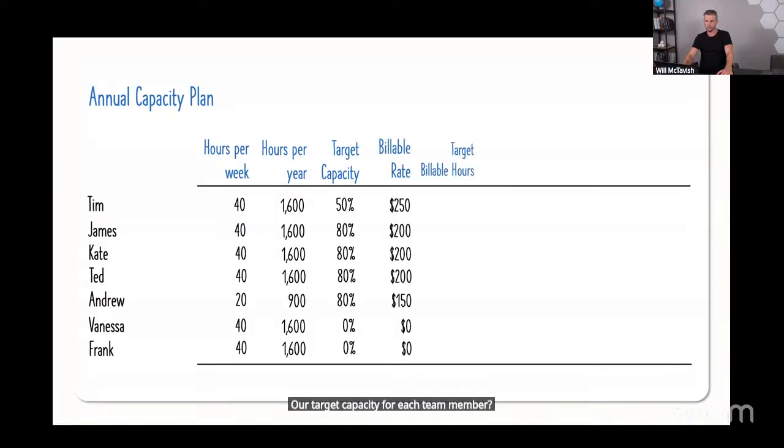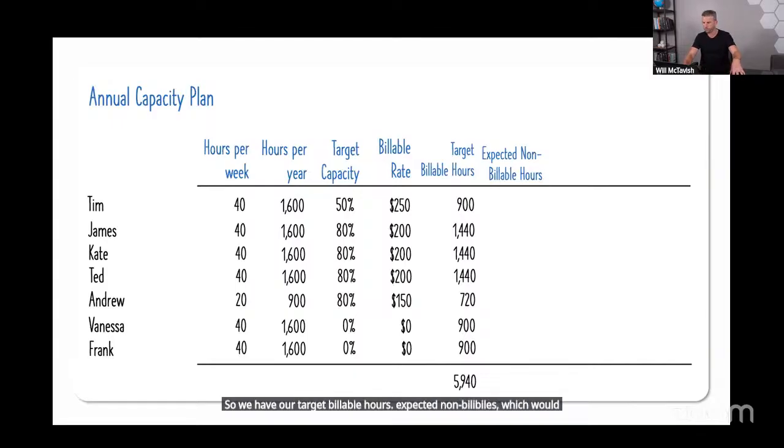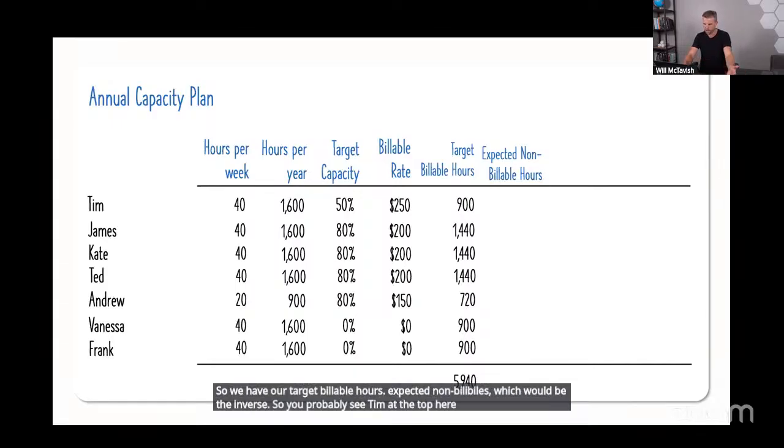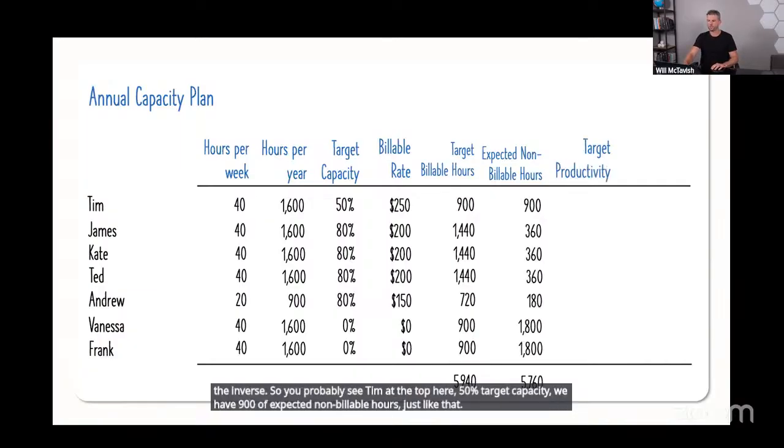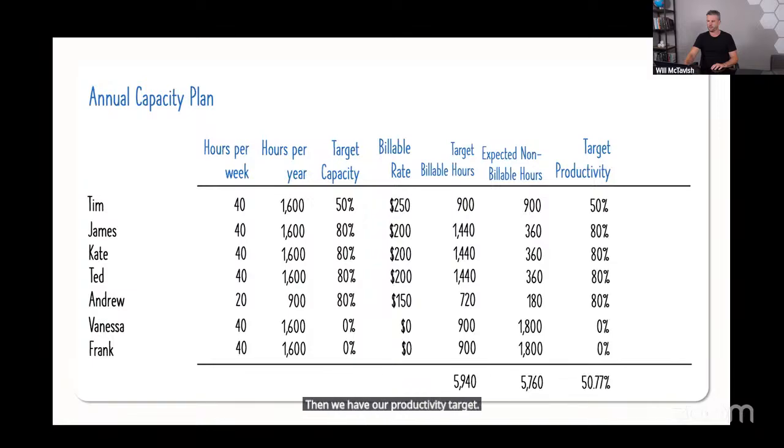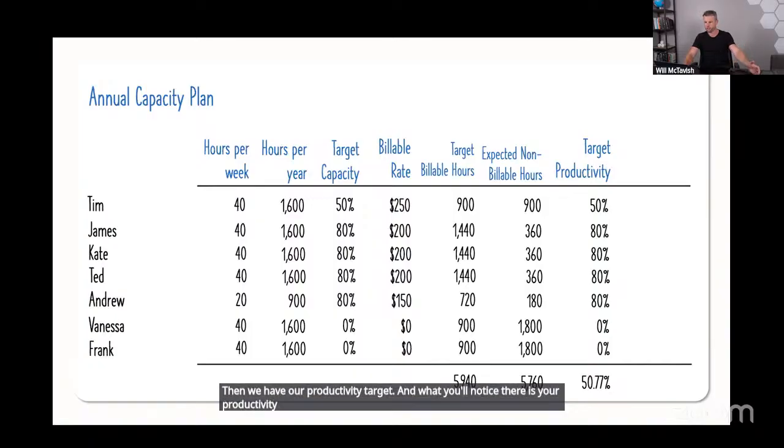We've got our billable rates. So we have our target billable hours and expected non-billable hours, which would be the inverse. So you probably see Tim at the top here, 50% target capacity. We have 900 expected non-billable hours, just like that. Then we have our productivity target. And what you'll notice there is your productivity target is identical to your capacity target. This is where these worlds are starting to collide, right?